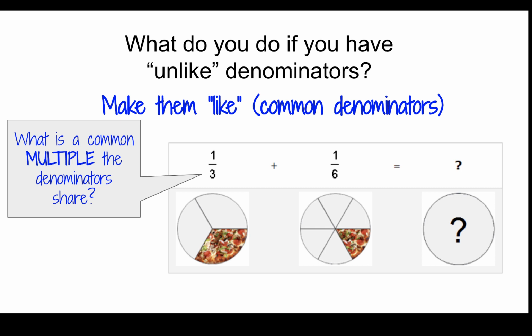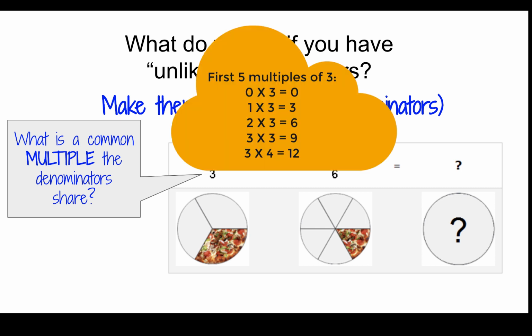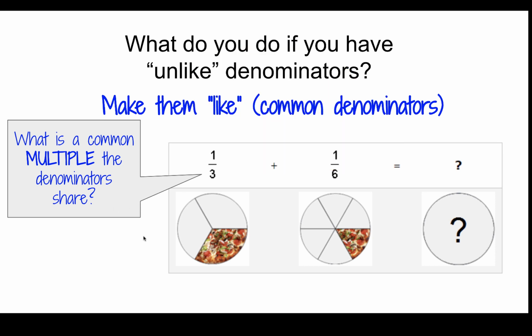So for example, the first 5 multiples of 3 are 3 times 0 is 0, 3 times 1 is 3, 3 times 2 is 6, 3 times 3 is 9, 3 times 4 is 12. Right? So 0, 3, 6, 9, 12 are the first 5 multiples of 3. They're what you get when you multiply a number by 3. So do 3 and 6 share a common multiple? You bet they do. They share 6.